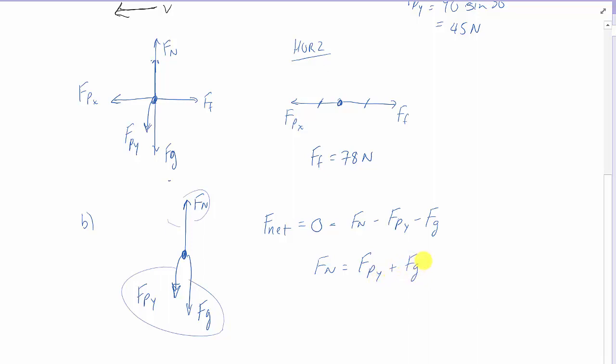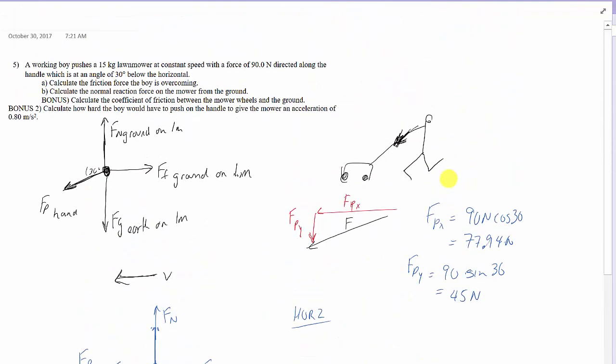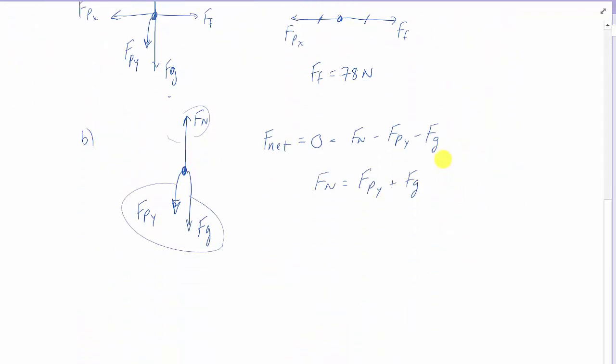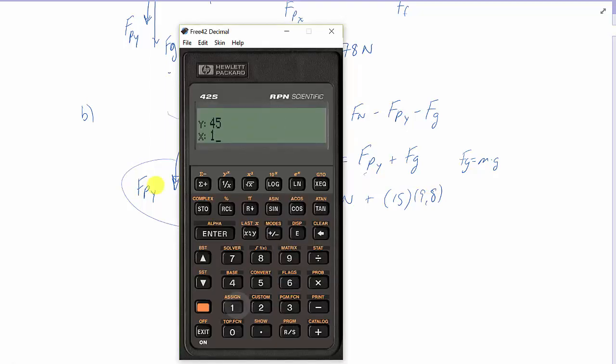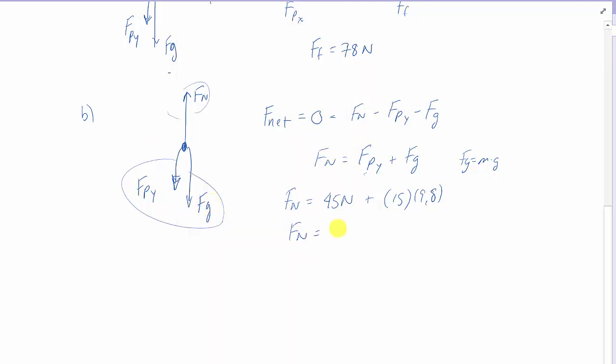We can solve this right away, because we know the mass of the lawnmower is 15 kilograms. So Fn is equal to the 45 newtons we've already figured out, plus Fg, which is equal to mg. So this is 15 times 9.8, and I get Fn equals 192 newtons. There are the first two questions.